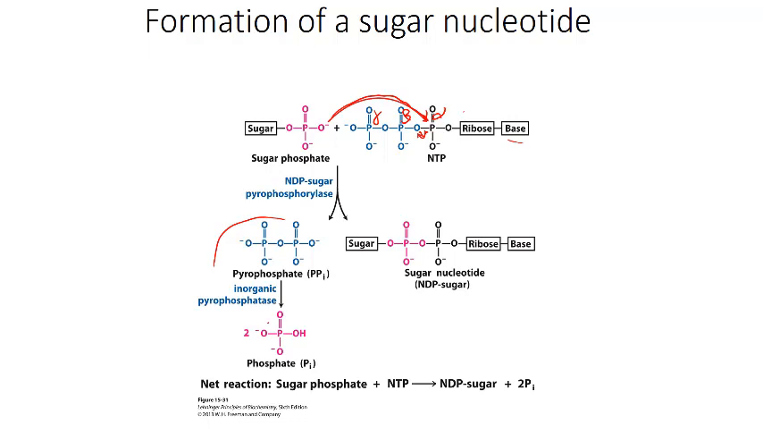But now we're left with a sugar nucleotide, or an NDP sugar, where N is a nucleotide and DP comes from the diphosphate. Now that the sugar has a nucleotide diphosphate attached to it, it is ready to be added to a glycogen chain.